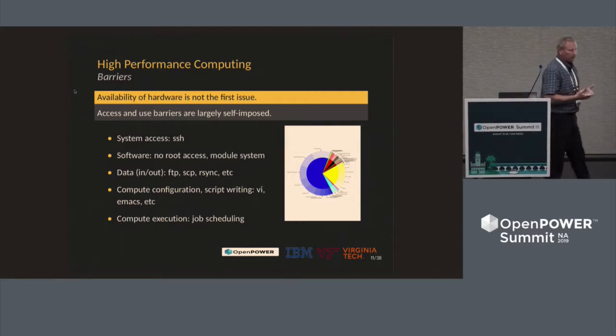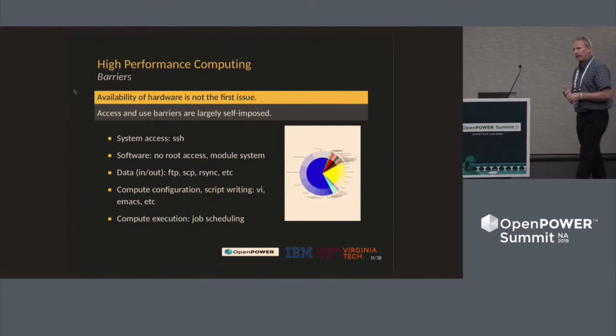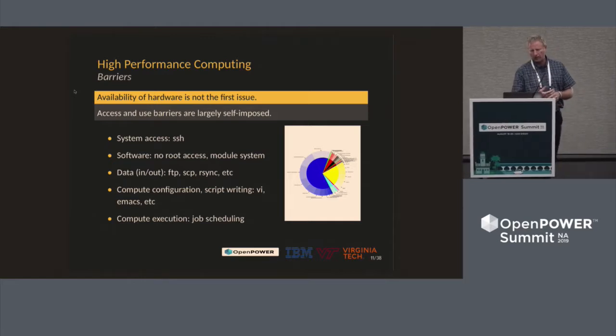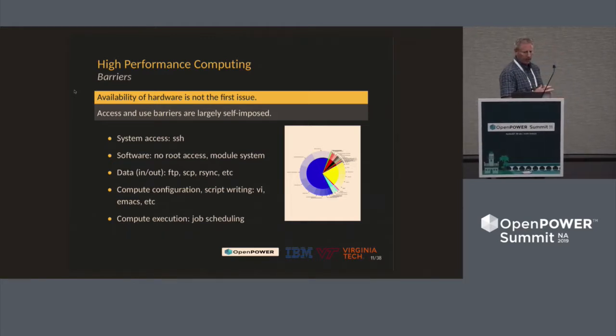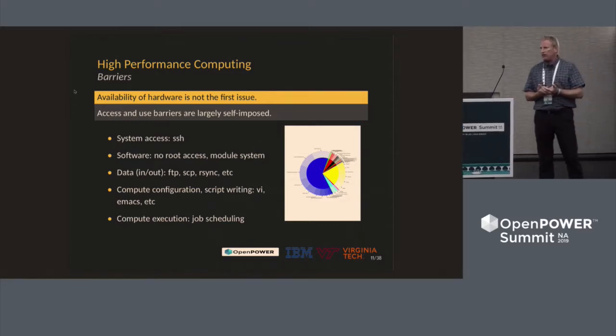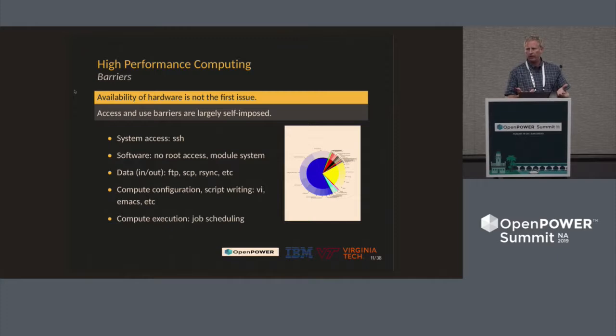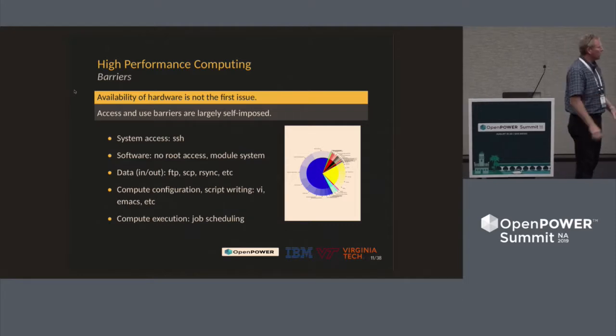So barriers, how do you get into the system? Traditionally, it's SSH. Software, how do you install software? There's no root access, so software installs are often hard. People aren't familiar with modules, which is how we handle our software on the ARC systems. The data's not in our systems to start with, so we have to teach people FTP, SCP, et cetera. Script writing is not a native tongue for many people, so something needs to be done there. And then job scheduling. People aren't familiar in some of these disciplines with scheduling jobs. You press run and it just kind of goes.